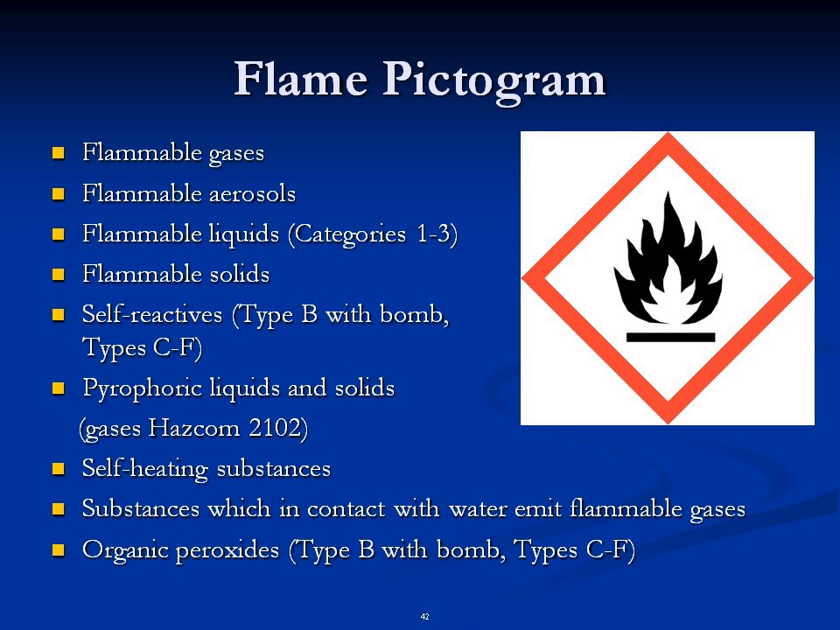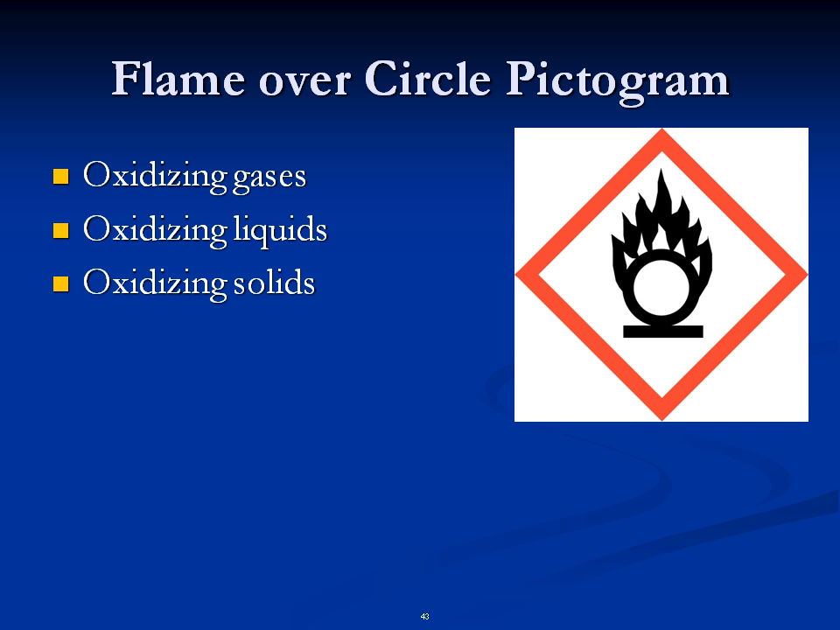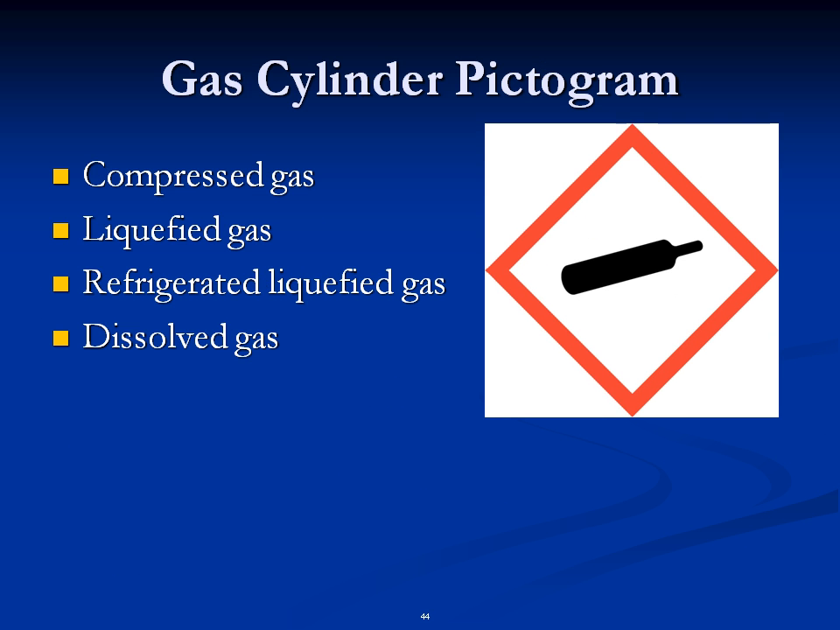certain self-reactives, self-heating substances, and organic peroxides that are not explosive but still present a fire hazard. The flame over the circle pictogram is for oxidizers, the O being the oxygen and the flame representing the fact that it presents a hazard of flammability in contact with combustible materials or other materials that may react with. There's a gas cylinder that's used for compressed gases and liquefied gases and refrigerated liquefied gases and dissolved gases.